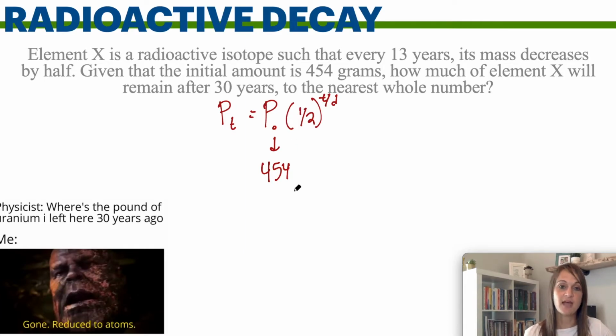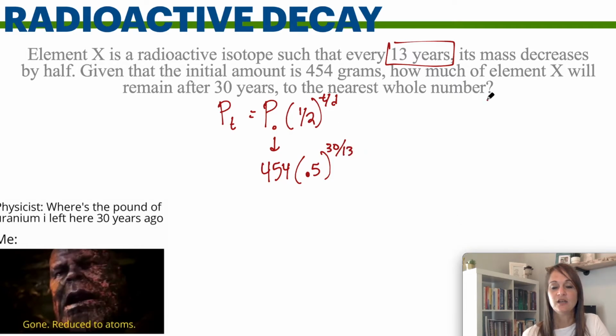And then you take half of that, and so that's why the base is 1/2. Now, I'm just going to use 0.5 to make it easier once I put it into the calculator. Now, the number of years that we want to know that is remaining is 30, and D represents the half-life time. So the half-life is 13 years. Every 13 years, it goes by half. So 13 will go down for D.